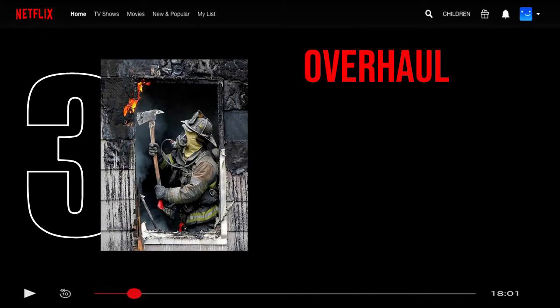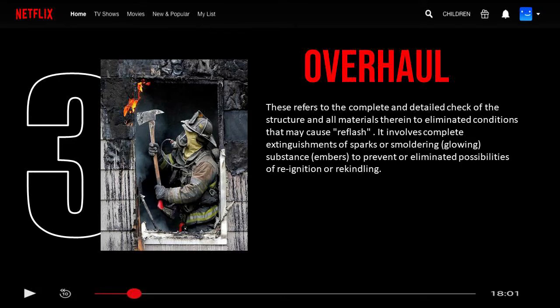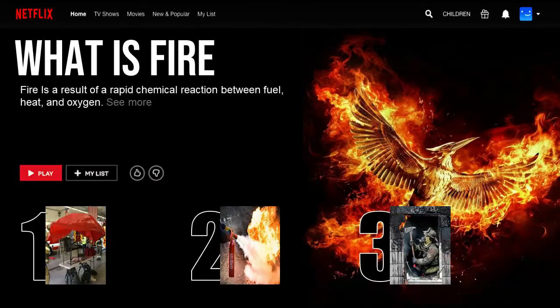And lastly, what is overhaul? This refers to the complete and detailed check of the structure and all the materials therein to eliminate the conditions that may cause reflash. It involves complete extinguishment of sparks or smoldering substances to prevent or eliminate possibilities of reignition or rekindling. The following are the ways on how to perform salvage, extinguishment, and overhaul.